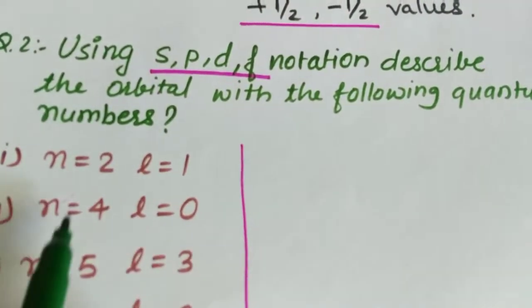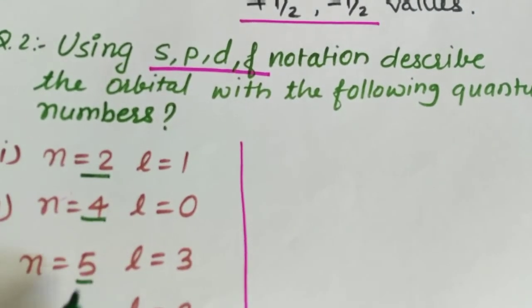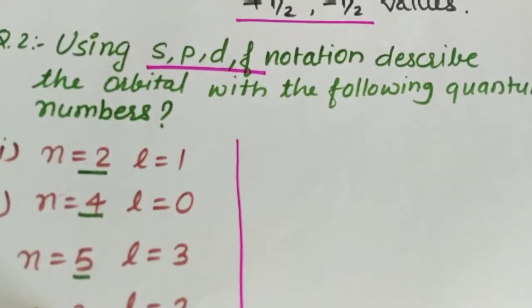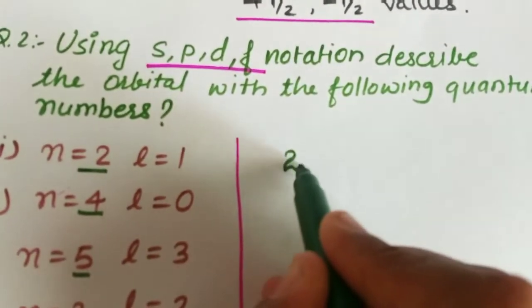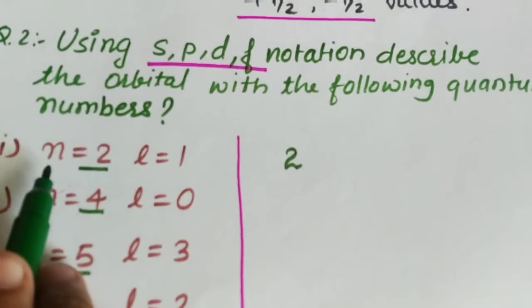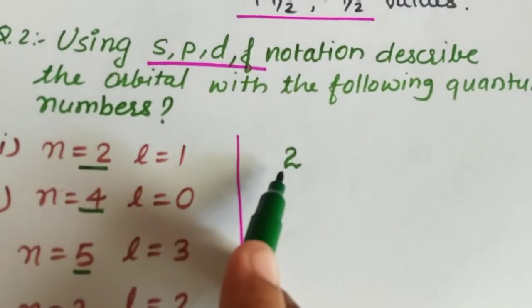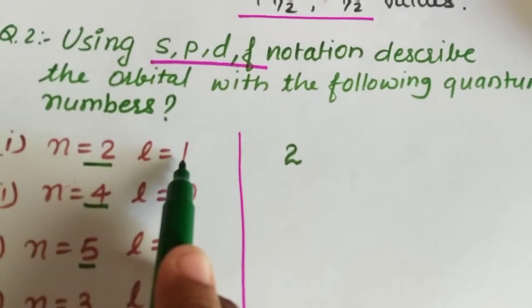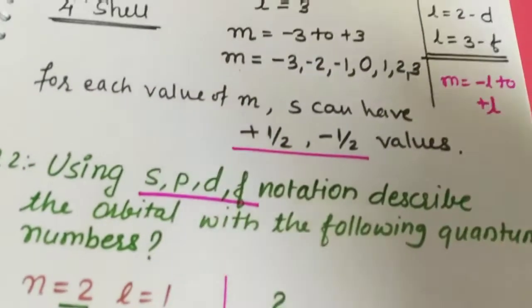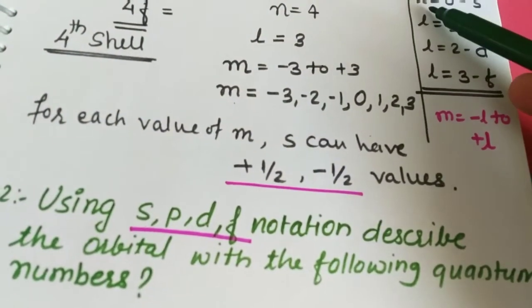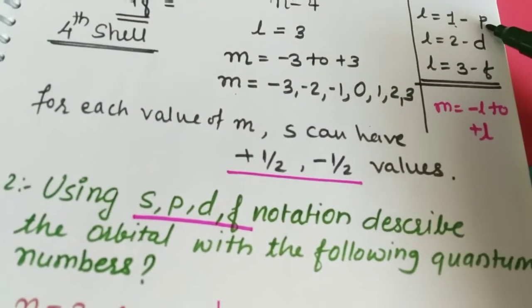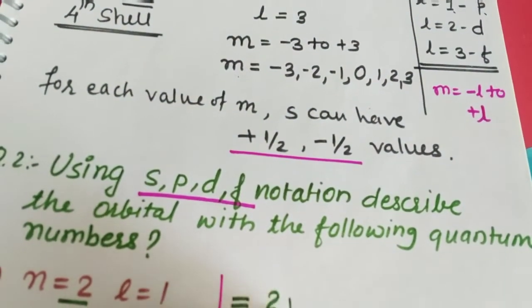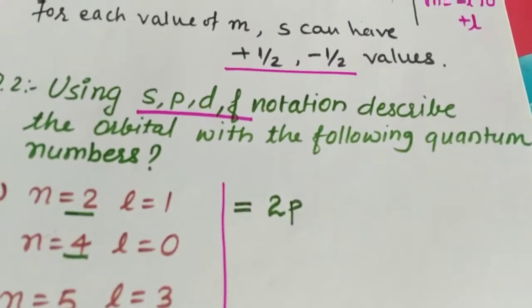First of all, whatever the value of n is given, you will simply write that number first. As the value of n is 2, I'll write a 2 here. Then l is given as 1. We just studied that if the value of l is 1, then it is the p subshell. That's why I can write the answer for this as 2p. Got it? That is how I calculated.